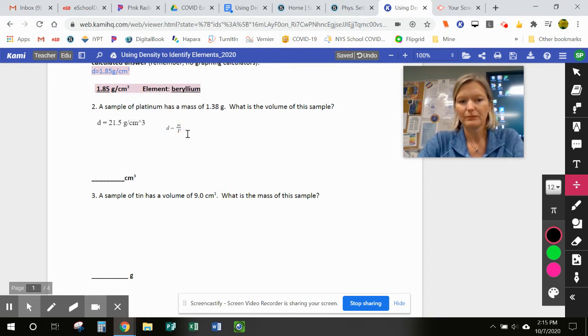And with that, we want to substitute in all of our information that we're given. We were given this density and a mass, so density is 21.5 equals 1.38 divided by volume. Okay, so now we have our equation. What we have to do is solve for V. There's two ways to do this. I'm going to do it one way for problem 2 and another way for problem 3. They will both get you the correct answer.